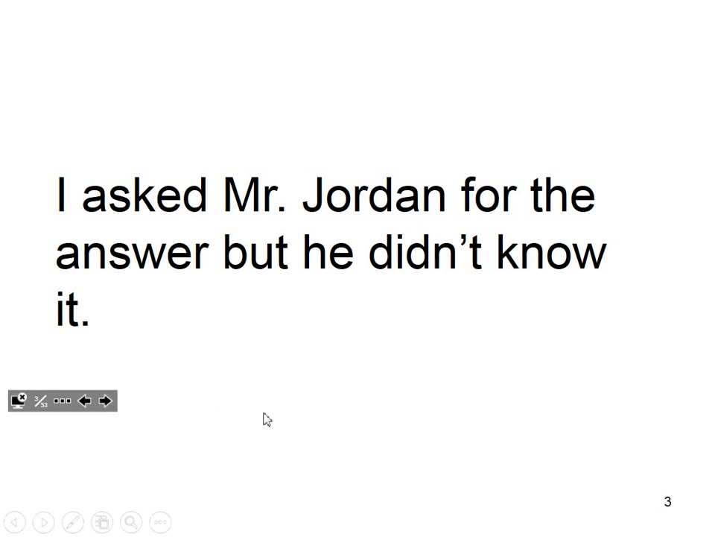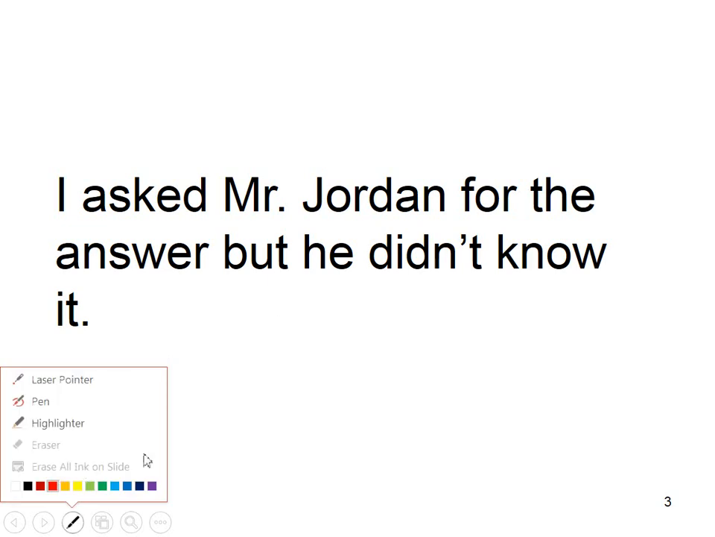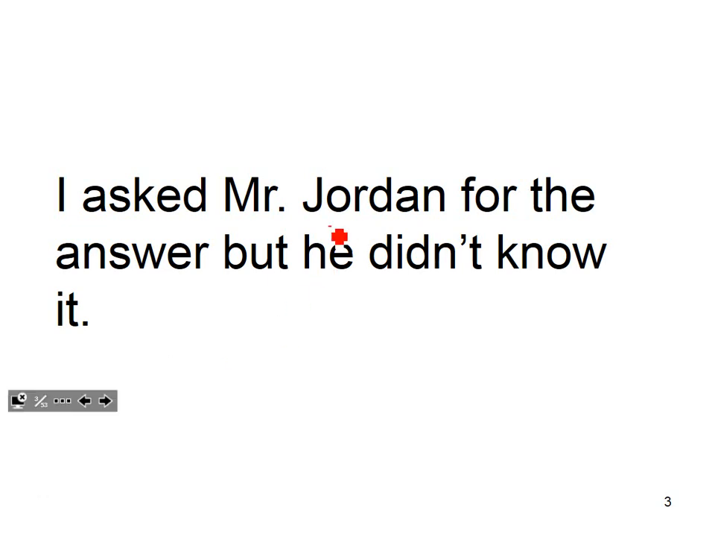So the first sentence: I asked Mr. Jordan for the answer, but he didn't know it. The pronoun in question here is the two pronouns, actually. The first is the pronoun he, and he refers to Mr. Jordan. So Mr. Jordan is the antecedent to he. The other pronoun in question is this pronoun here, it, and it refers to answer. So answer is the antecedent to it. So this sentence is written correctly. The pronouns clearly refer to their antecedents.